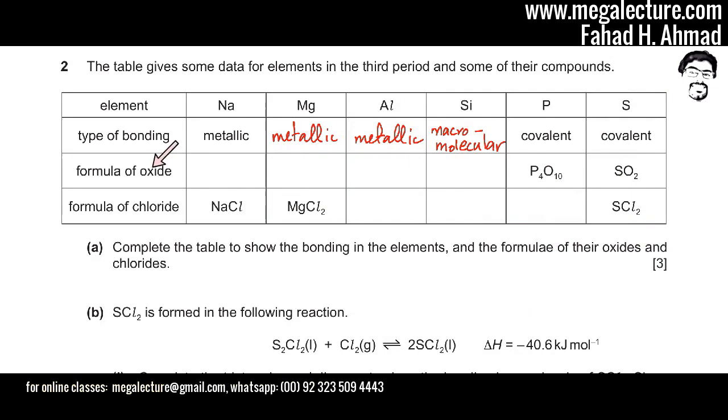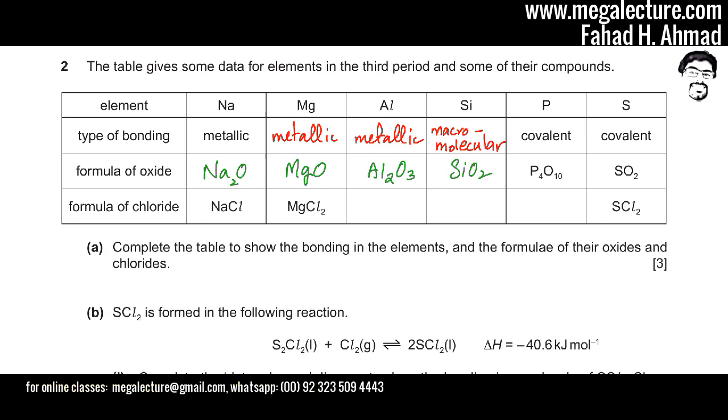In the next row, we need to construct the formula of the oxide. So the first one is sodium oxide. Sodium is +1 and oxygen is -2, so it's going to be Na2O. Magnesium oxide: Mg is +2, O is -2, so it's going to be MgO. Aluminium oxide would be Al is +3, O is -2, so it's going to be Al2O3, whereas silicon oxide is SiO2. It's a giant covalent structure as well.